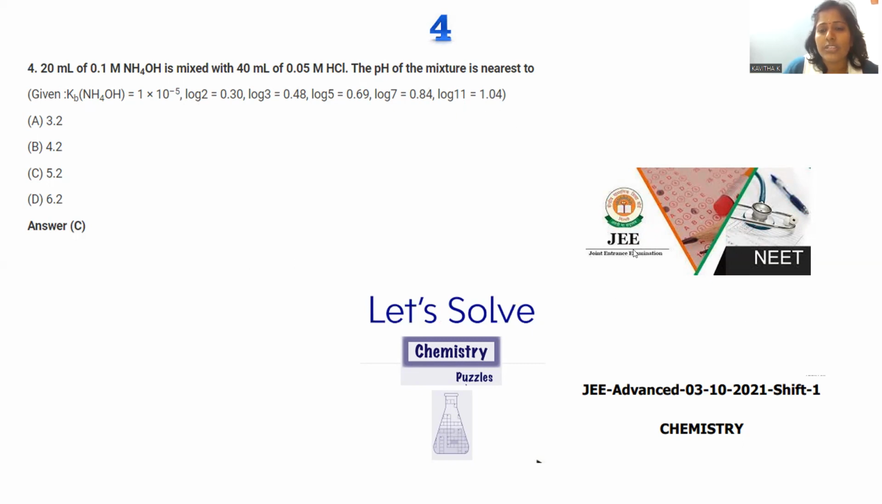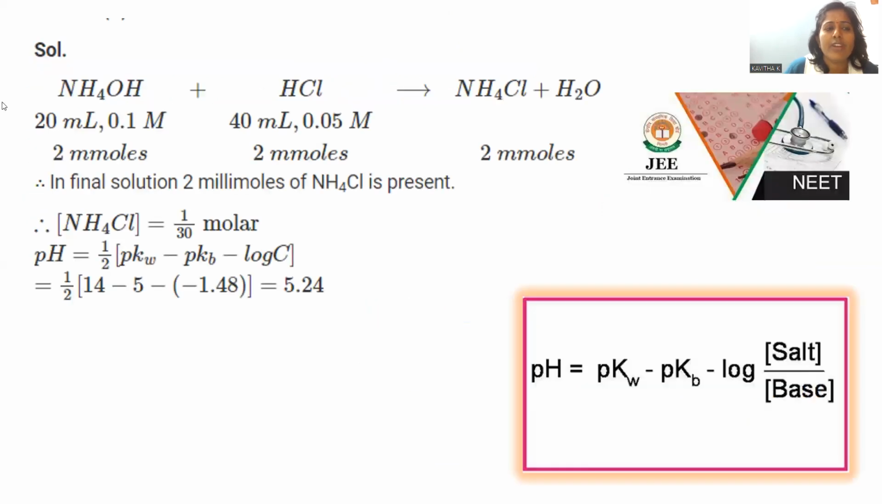And this is also a question related with JEE and the NEET entrance examination. And the right answer for this question will be option number C, 5.2. Let's solve how to get this answer. In order to get that, ammonium hydroxide upon treating with hydrochloric acid will be converted into ammonium chloride and water. Ammonium chloride and the water mixture will be generated.